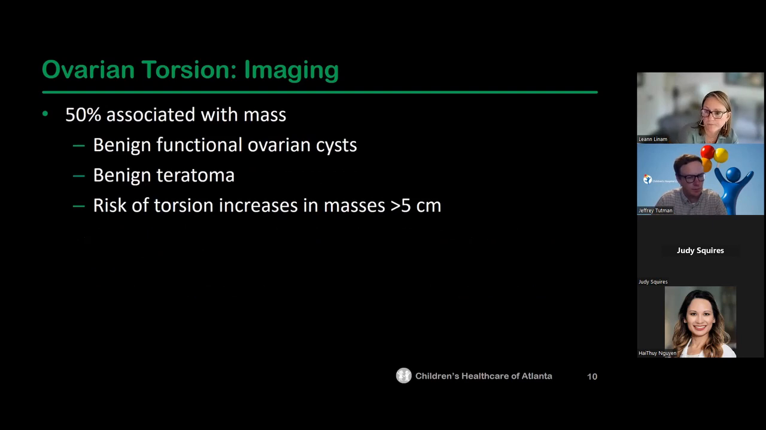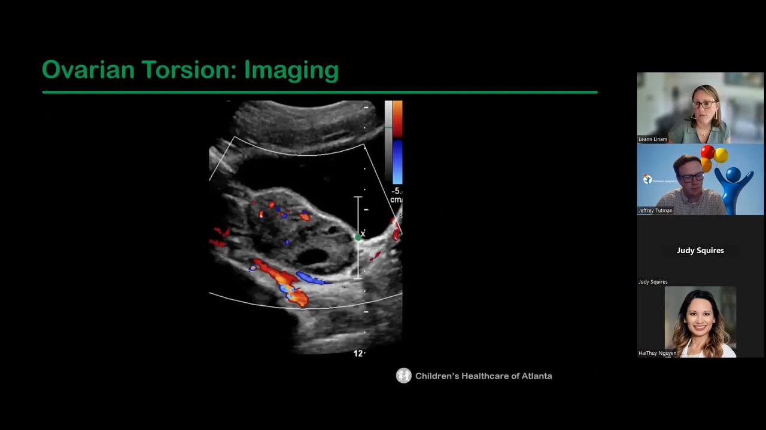So 50% of ovarian torsions are associated with a mass, and this can be just an ovarian cyst, a benign functional cyst. It can be a teratoma. But if there is a mass, if it's greater than 5 centimeters, the risk of torsion is increased.